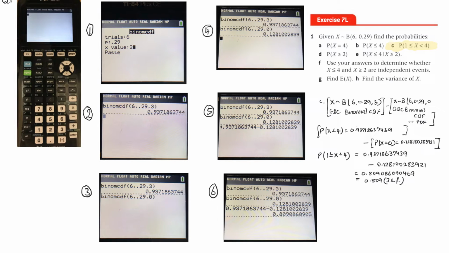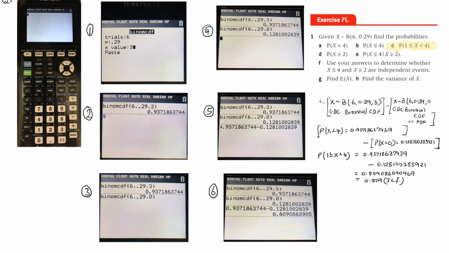Okay, let's have a look at what it looks like on the 84 Plus CE. I don't actually have this calculator, but I borrowed it from a student and I took some photos of the screen. Now we go back to C, and this one we said was effectively X is greater than or equal to 1 and less than or equal to 3, because it's less than 4, so less than or equal to 3. These are the steps that we just looked at.